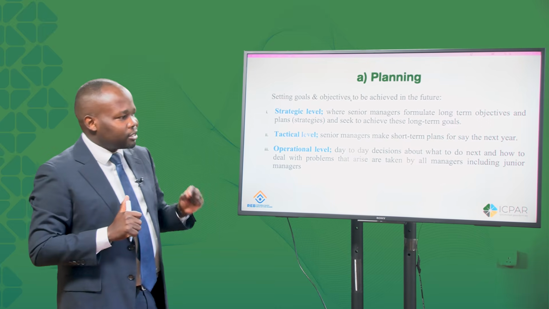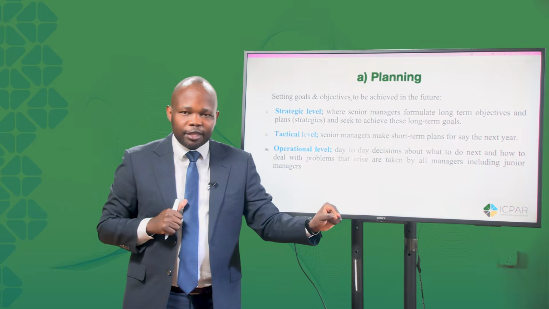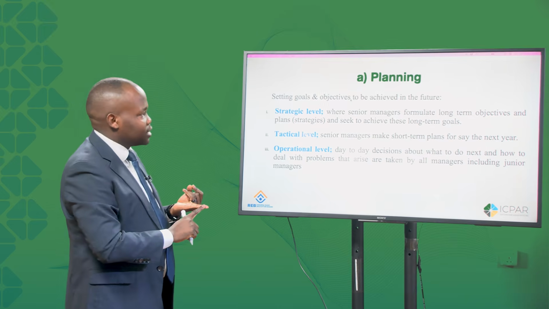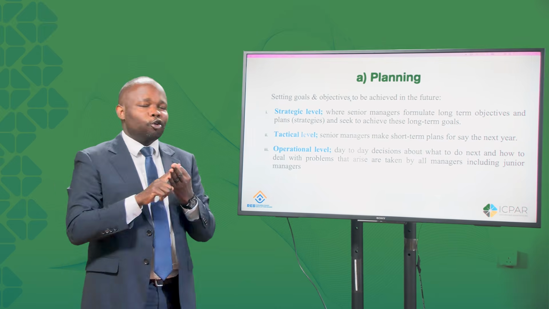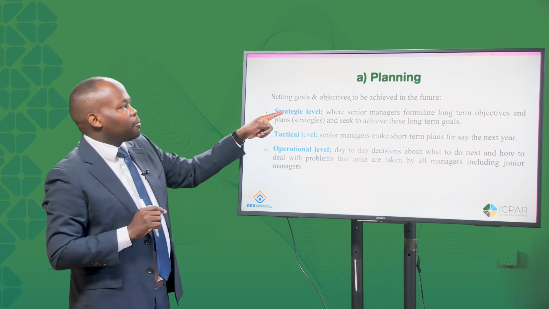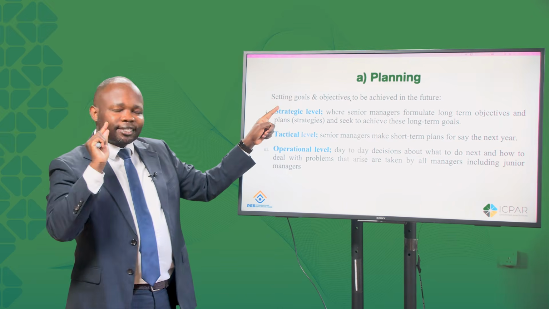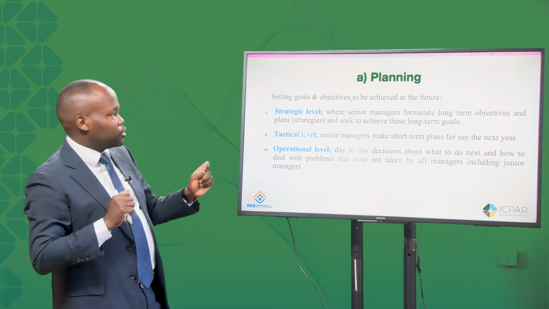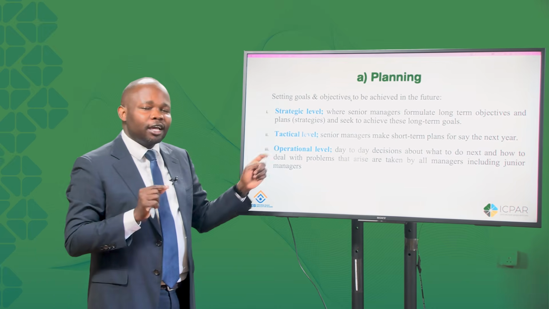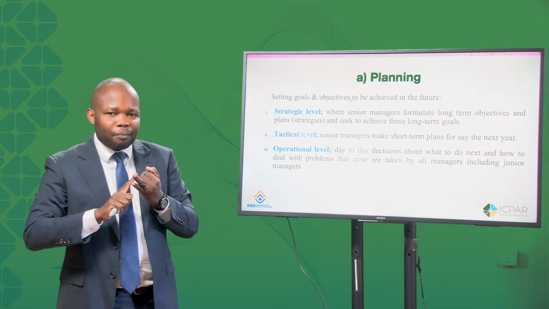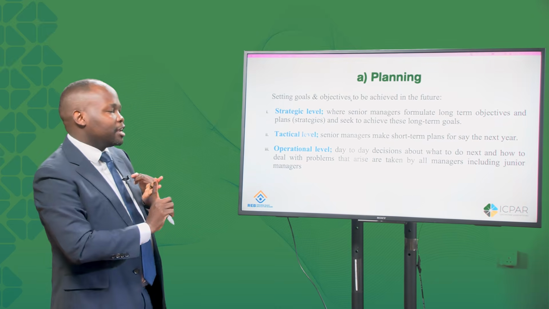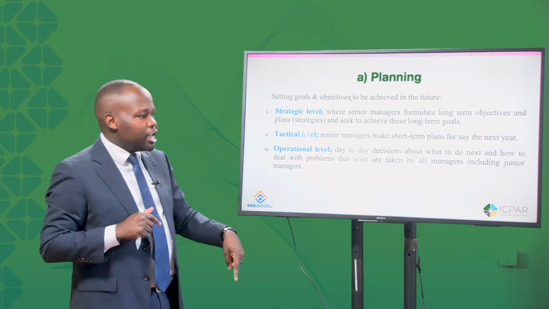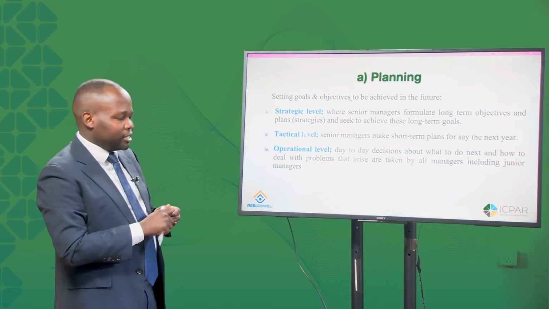So what is planning? Setting goals to be achieved in the future. These plans are at 3 different levels: strategic plans, tactical plans, and operational plans. Strategic plans are long-term, set by the top management, and they affect the whole organization. Tactical plans, on the other hand, are middle-term, set by middle-level management, and they run for a period up to 1 year. And operational plans affect the day-to-day activities of the business.